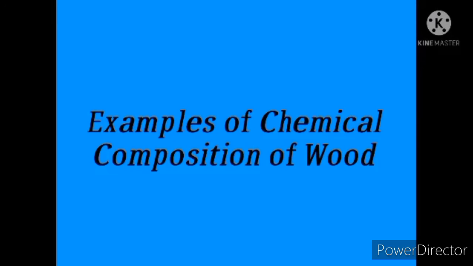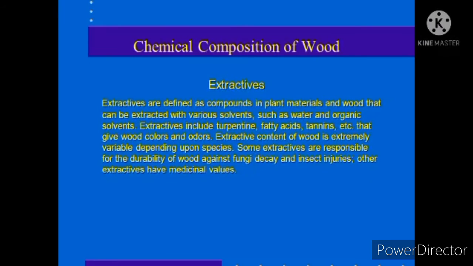Examples of chemical components of wood. Extractives are defined as compounds in plant materials and wood that can be extracted with various solvents, such as water and organic solvents. Extractives include turpentine, fatty acids, tannins, etc., that give wood colors and odors. Extractive content of wood is extremely variable depending upon species. Some extractives are responsible for the durability of wood against fungal decay and insect injuries. Other extractives have medicinal values.